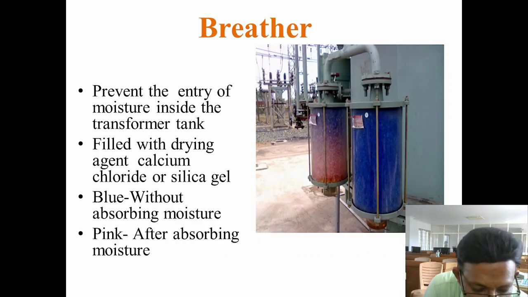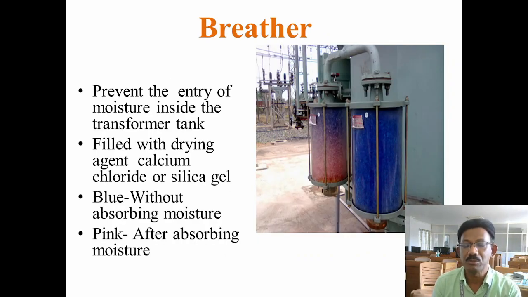Next, the breather. It is also one protective device used in a transformer. It acts as the nose of a human being. The air inside the transformer has to be dust as well as moisture free. For that purpose, we are using the breather. It acts as a filter, so it prevents the entry of moisture inside the transformer tank. Normally, it is filled with calcium chloride or silica gel.